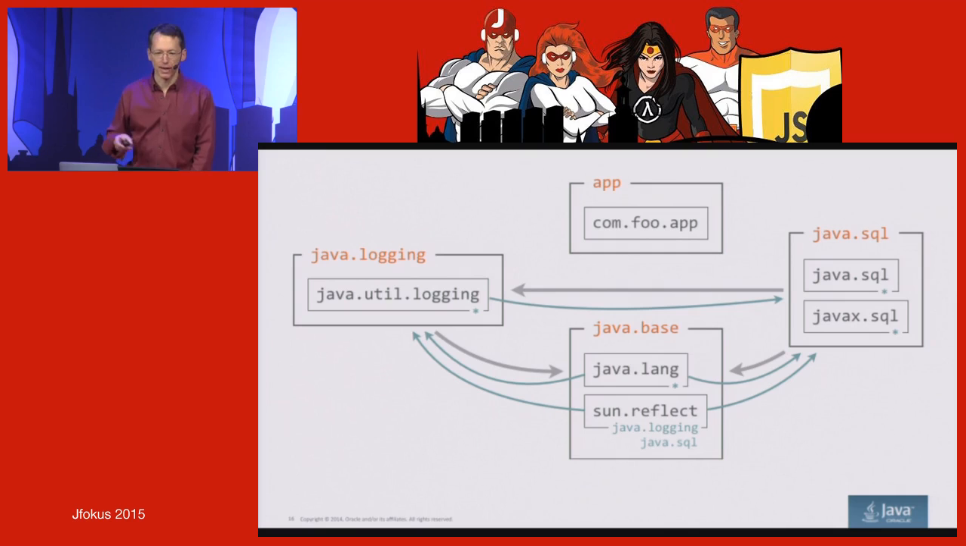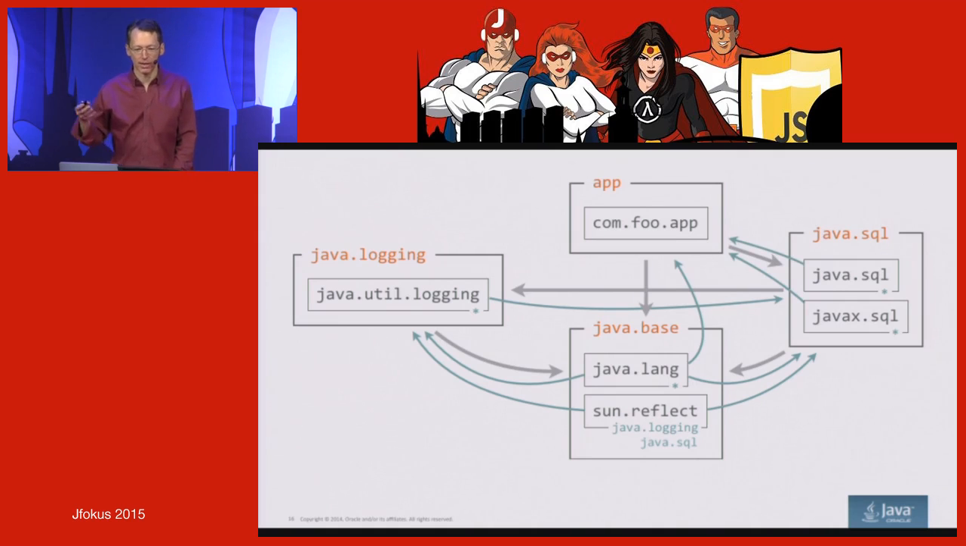Now finally, let's look at an app module. Suppose you've got an app in a module. The package is confu app. The module is just named app. And app depends on base because everything depends on base. App also depends on java.sql. It's going to do some database access. So it gets access to all the types in the SQL and javax.sql packages.